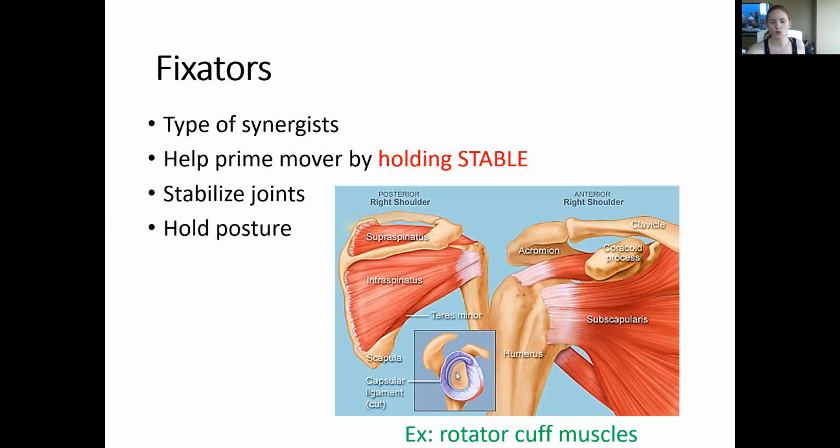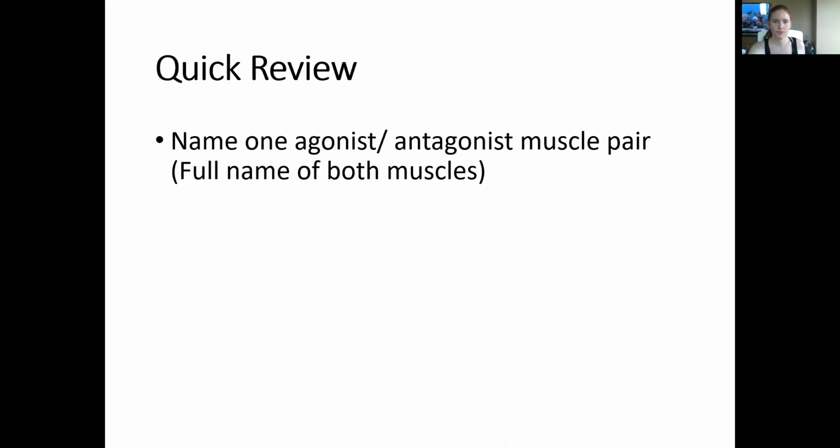And those are called the rotator cuff muscles. All of those muscles, supraspinatus, infraspinatus, subscapularis, their job is just to hold things steady so that as you're moving, you have a little bit more stability. So therefore, they are fixators. They fix and hold things steady. Okay, so what I encourage you to do is go ahead and name one agonist and antagonist muscle pair. Notice that, again, it depends on the action that you're currently doing.